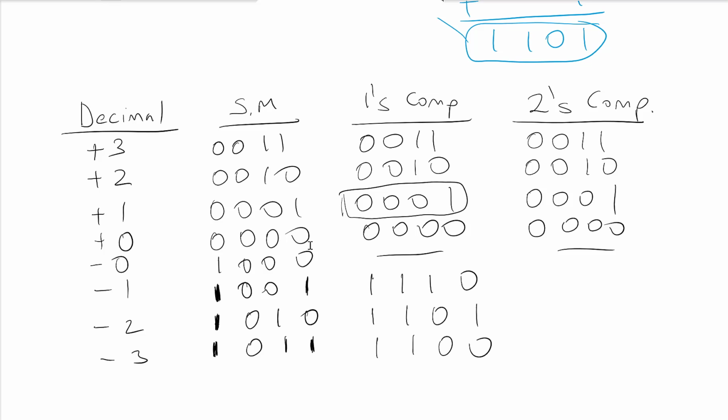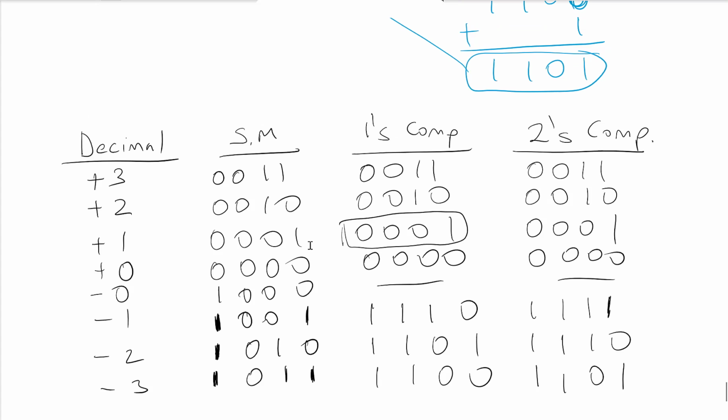So for 2's complement, for minus 1, I invert all the bits of plus 1 and then I add 1 to it, right? So this will be 1, 1, 1, 0, and if I add 1, it will be 1, 1, 1 and 1, because I am adding 1 to it. For minus 2, it will be 1, 1, 1, 0. For minus 3, it will be 1, 1, 0, 1, right?